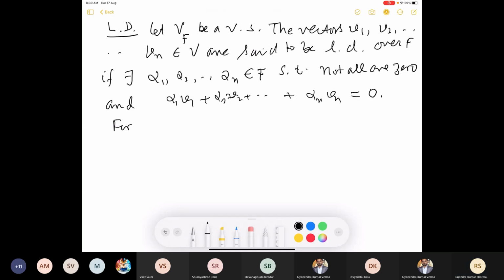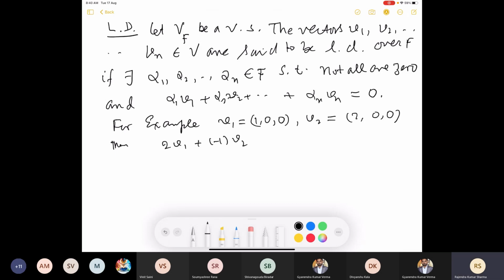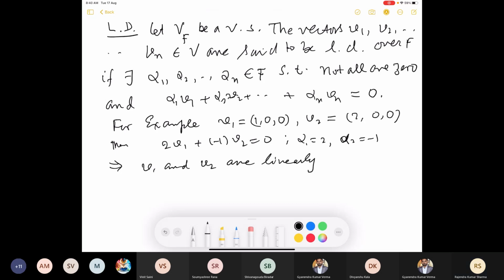So, for example, let us take this, say v_1 = (1, 0, 0) and v_2 = (2, 0, 0). Then 2v_1 minus v_2, so plus minus 1 v_2, this is 0. Now the scalars, alpha_1 here is 2, alpha_2 is minus 1. So alpha_1, alpha_2 are not simultaneously 0, but their linear combination is 0. So this implies that v_1 and v_2 are linearly dependent.